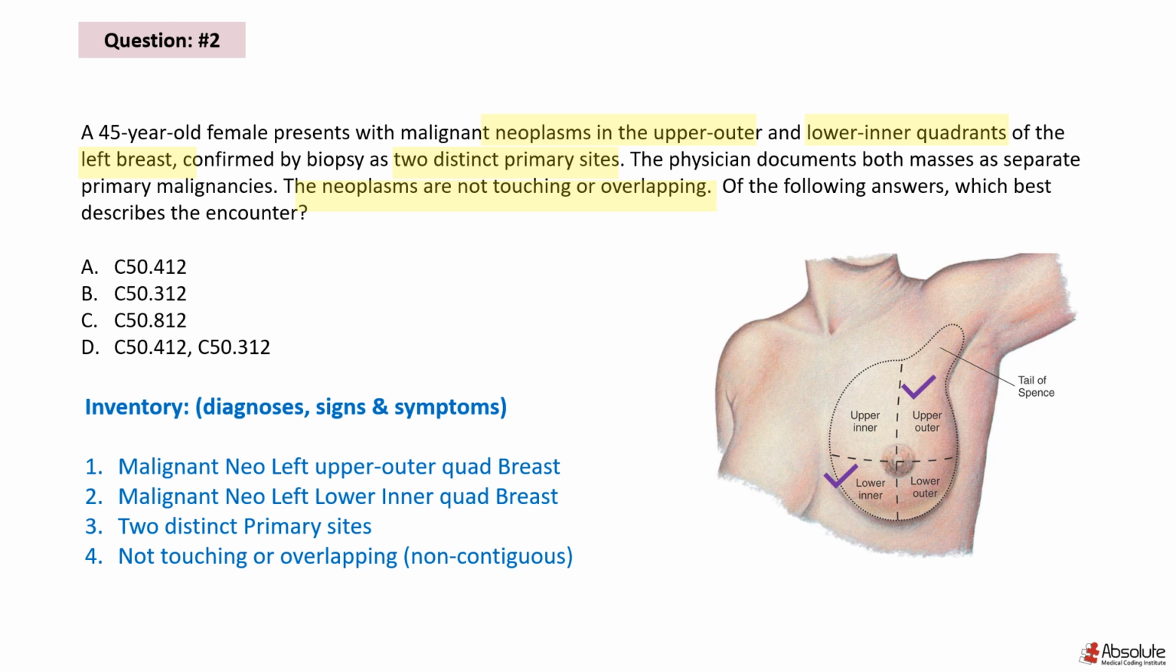I'm going to let that marinate, right? So remember, each breast has four quadrants. And when they describe the location of the neoplasms, this is how it's done. Okay, coders, let's go ahead and solve this scenario.